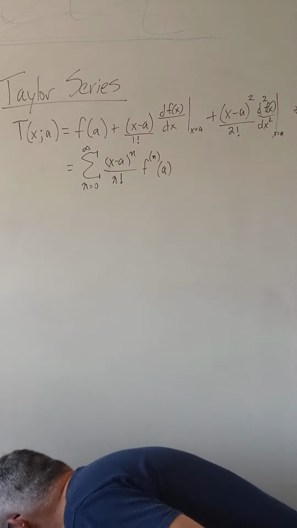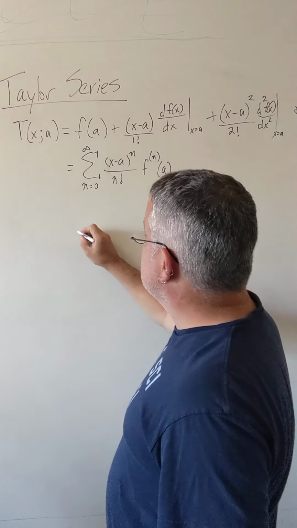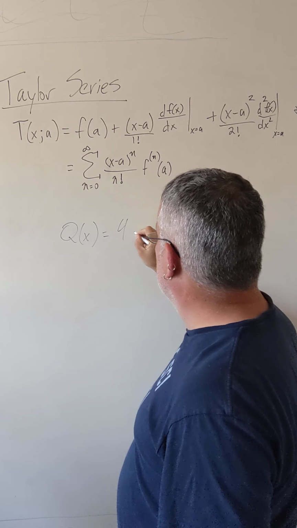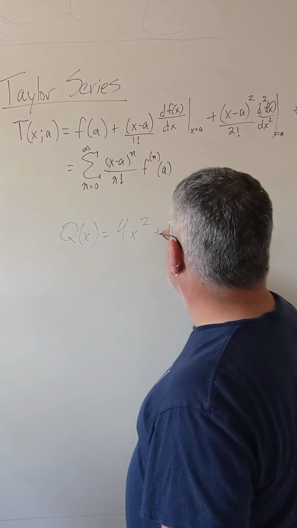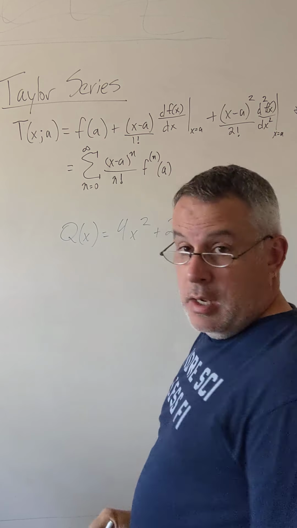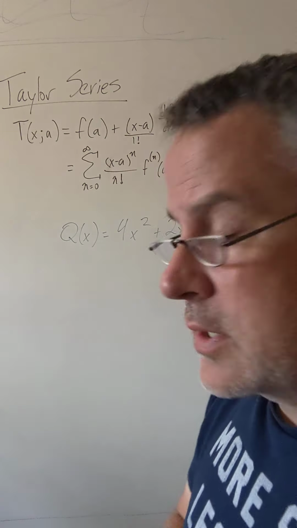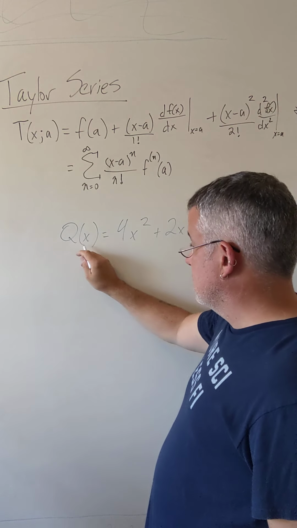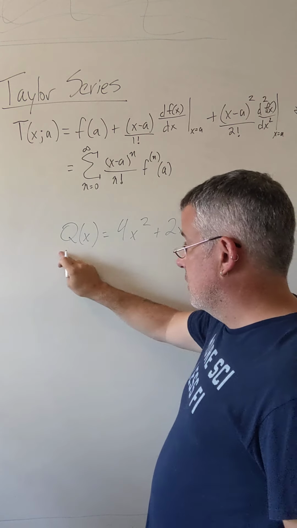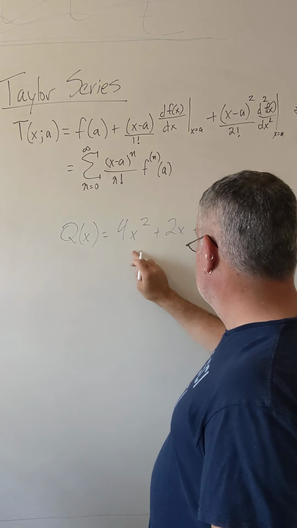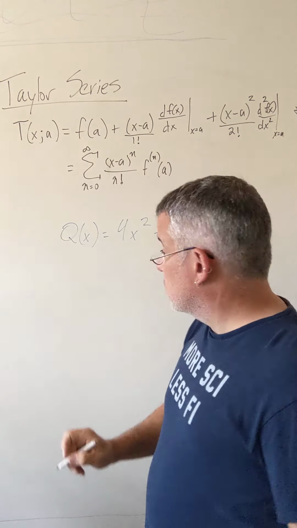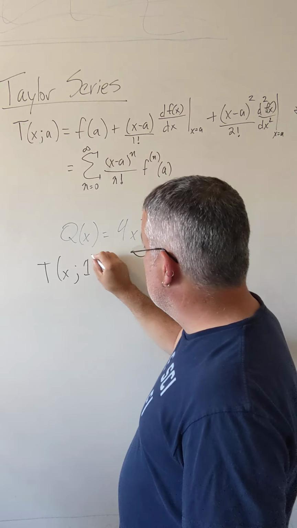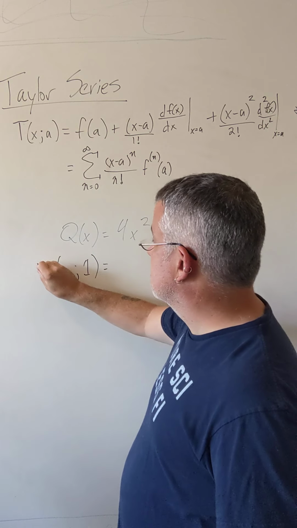Okay, let's do a couple of examples. How about we just take a simple quadratic function of x, and let's just take 4x squared plus 2x plus 1 as our function. So here's our quadratic function of x. I want to take the Taylor series approximation to this quadratic function of x, and let's evaluate it at a equals 1. So the Taylor series of x with a equals 1 of this function q of x.